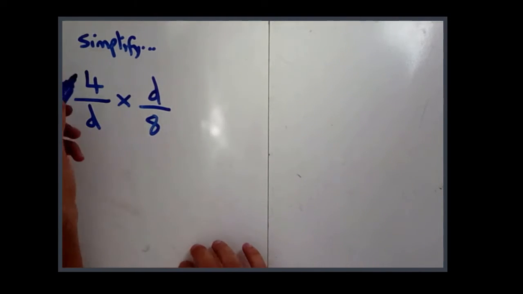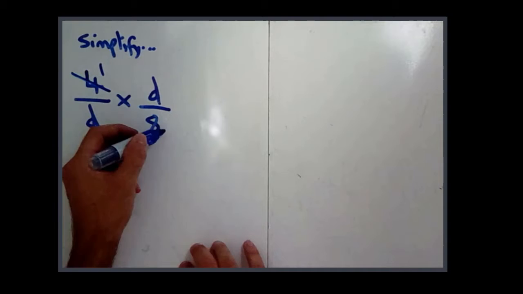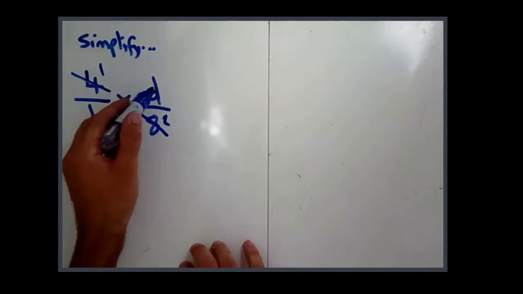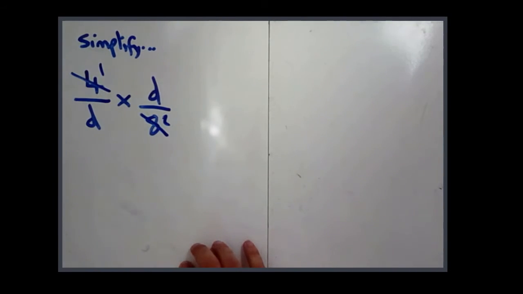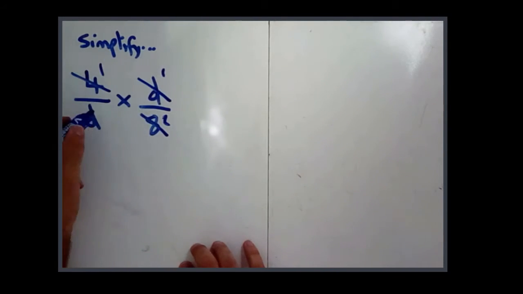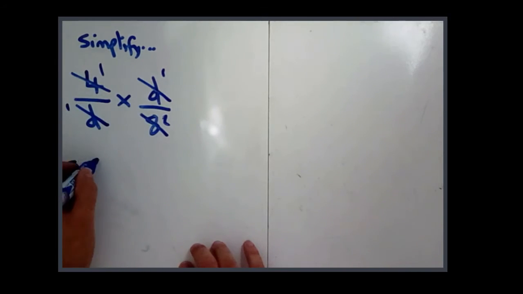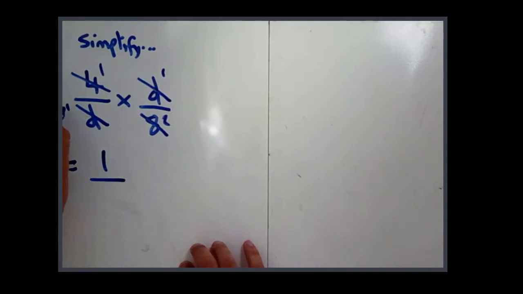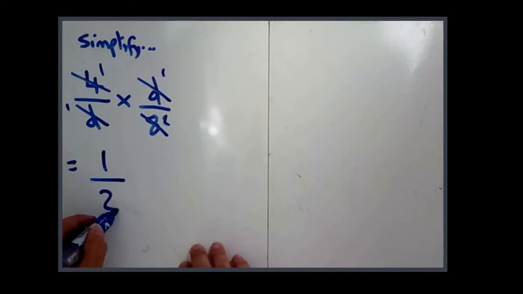So if I look diagonally, I can see 4 and 8 have common factors. The highest common factor of 4 and 8 is 4. 4 will go into 4 once and 8 twice, so I can do that. d and d, the highest common factor of d and d is d. So if I divide both of them by d, that's going to be 1 and 1. So now we have 1 times 1 on the top, which is 1, over 1 times 2 on the bottom, which is 1/2.